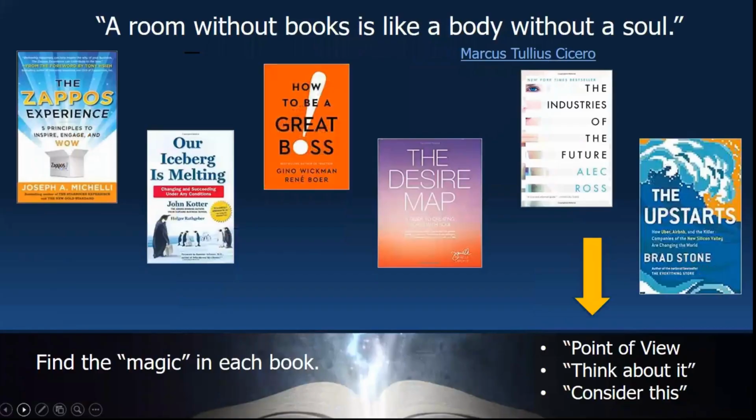Examples of bestsellers I have read in whole or in part this past year include The Zappos Experience by Joseph McCallie, Our Iceberg is Melting by John Cotter, How to Be a Great Boss by Gino Wickman and Renee Bohr, The Desire Map by Daniel Laporte, The Industries of the Future by Alec Ross, and The Upstarts by Brad Stone. All of these nonfiction bestsellers are stimulating, inspiring, and real.